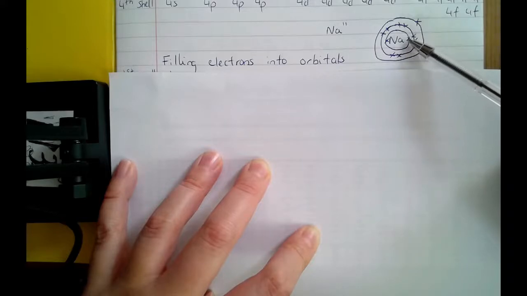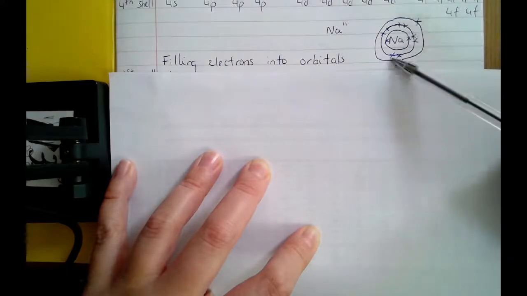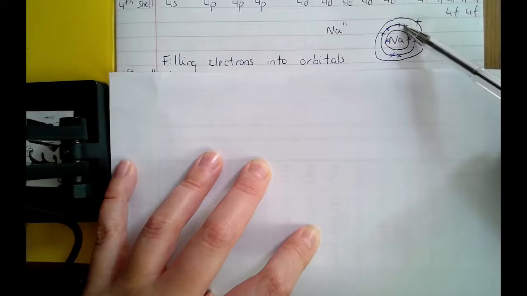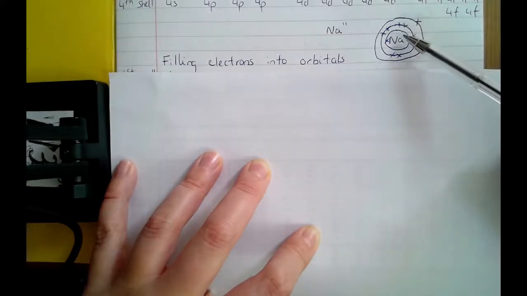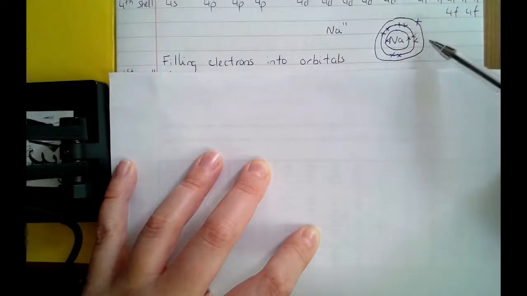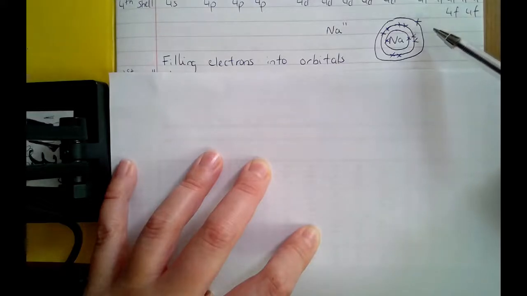The first shell can only hold 2 electrons. So when it is full, I have to move to the second shell. I do not move to the second shell until the first shell is full. The second shell can hold a total of 8 electrons, so when the second shell is full, I then move to the third shell. Again, as you go from the first to the second to the third, the shells are increasing in energy, so they're getting further from the nucleus and they are increasing in energy.